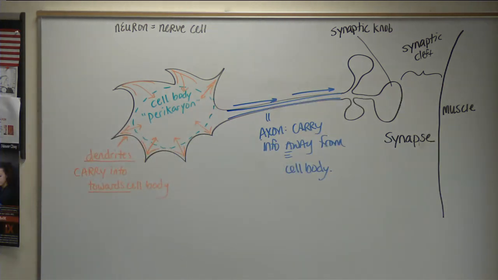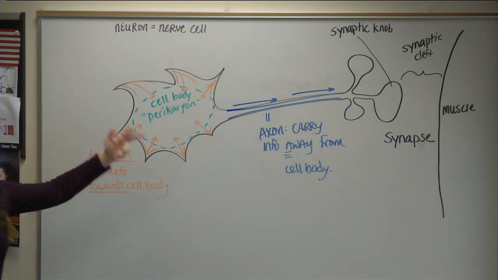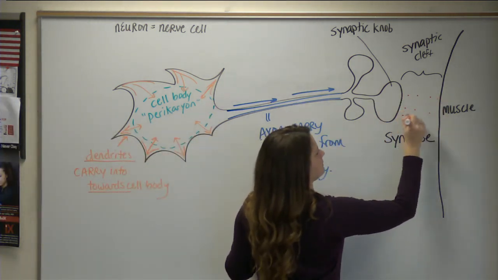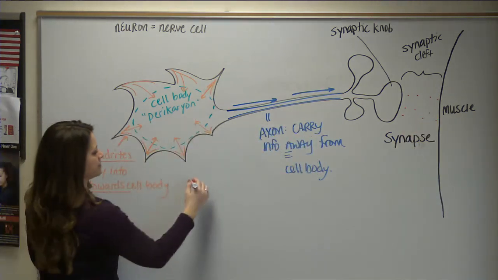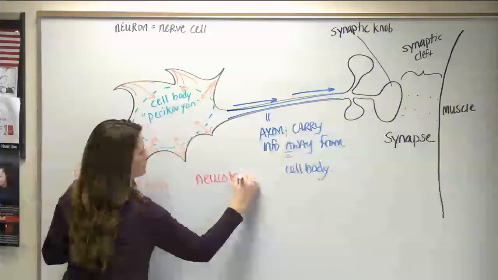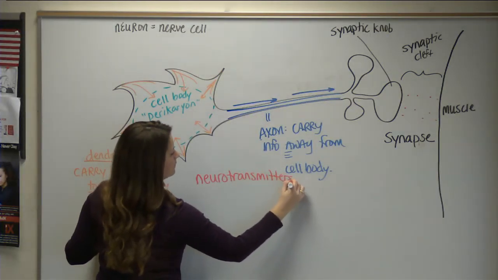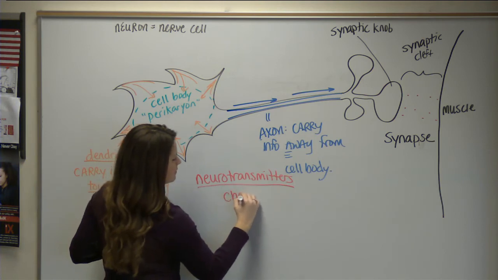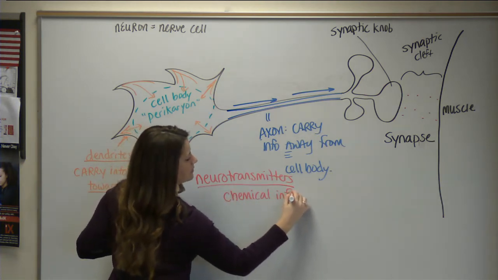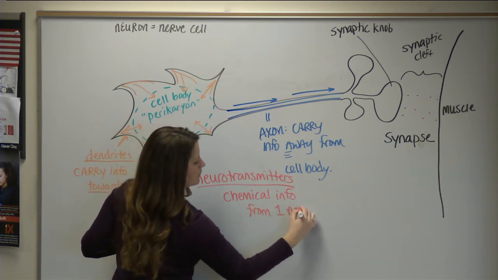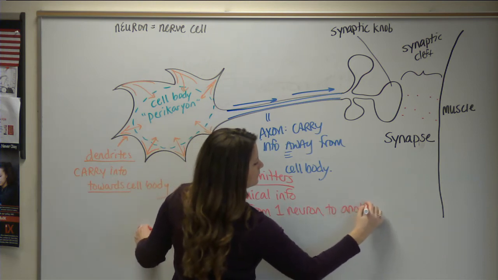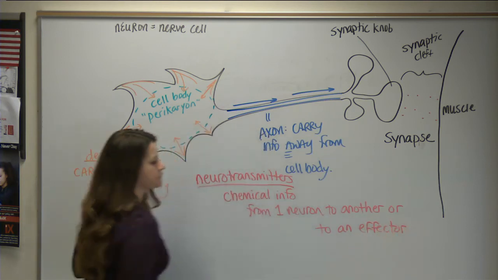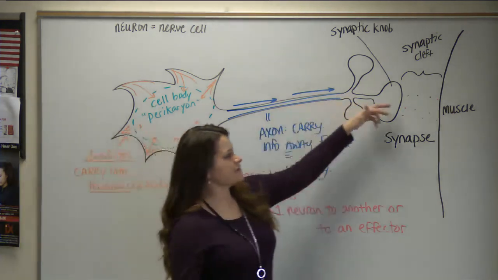So when one neuron talks to another neuron, or one neuron talks to a muscle, it's going to release these little chemicals. So these little chemicals that get released are called neurotransmitters. Okay, so they basically carry chemical info from one neuron to another, or to an effector. Okay, so it's going to release this neurotransmitter.